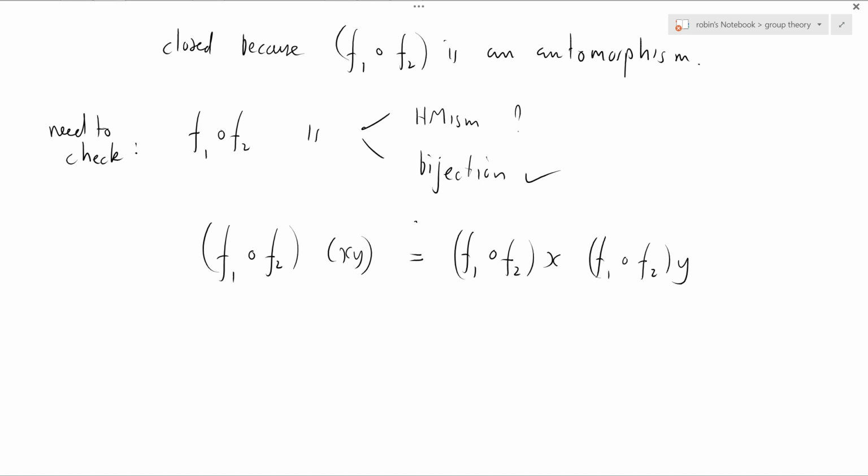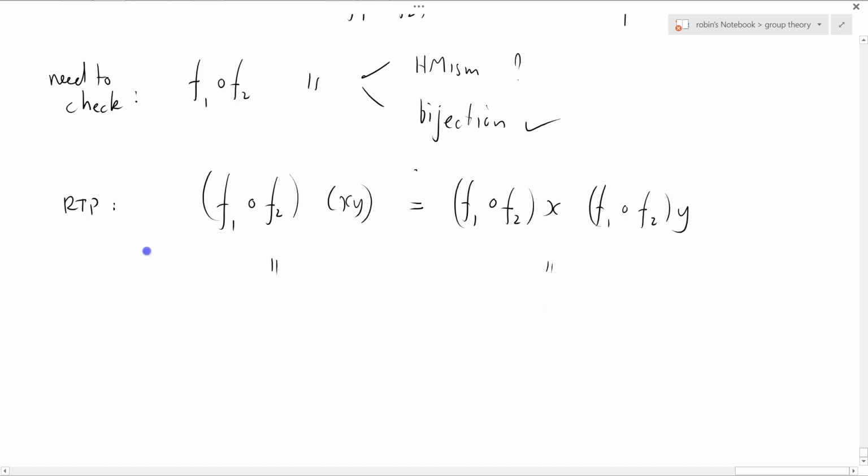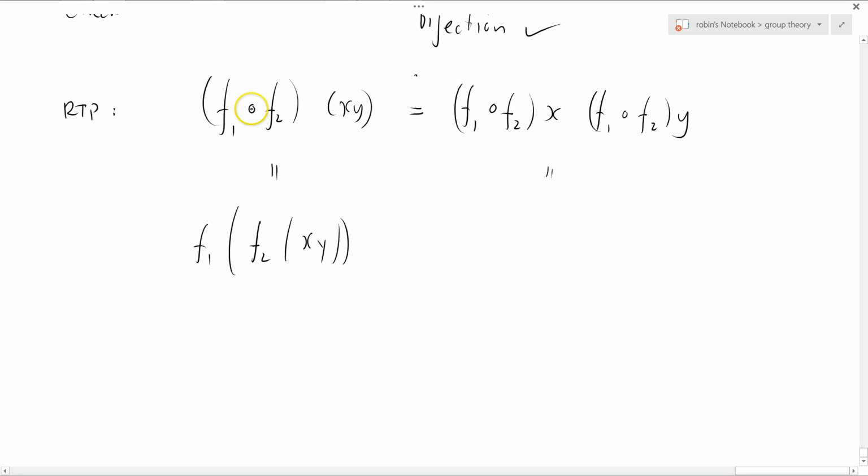Well, we want, this is required to prove, we're trying to show this. Okay, well, let's just evaluate the left-hand side and the right-hand side and check that they're equal. What is the left-hand side? It's f1 of f2 of x, y, just by definition. That is what this circle means.